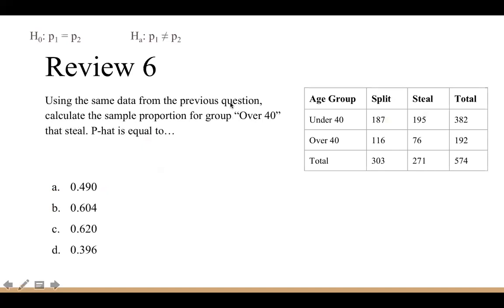Okay, so using the same data, calculate the sample proportion for a group over 40 that steal. So this is a pretty simple question. Some people think that it's asking a really tricky one that uses a specific formula, but it's pretty simple. Okay, you guys can. It should be relatively quick here.